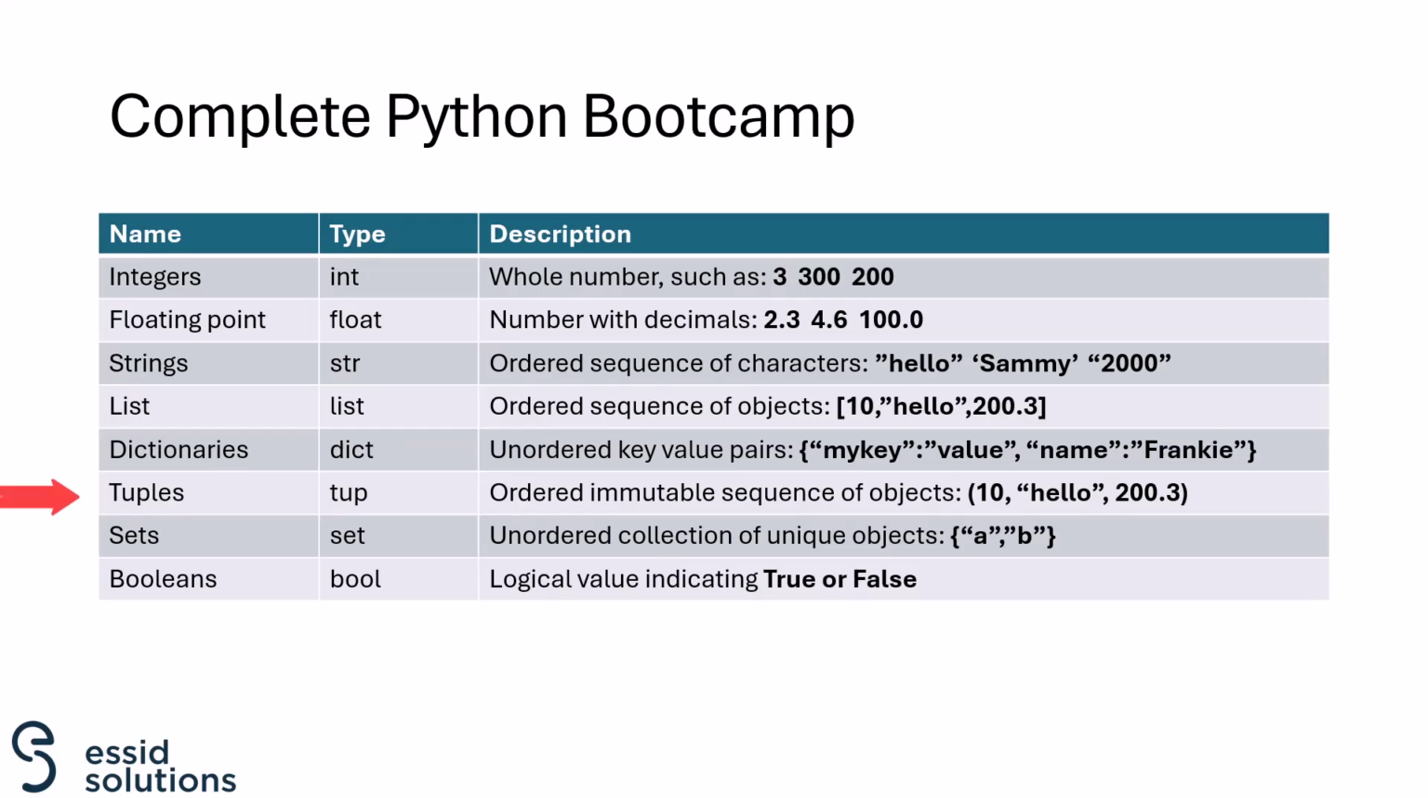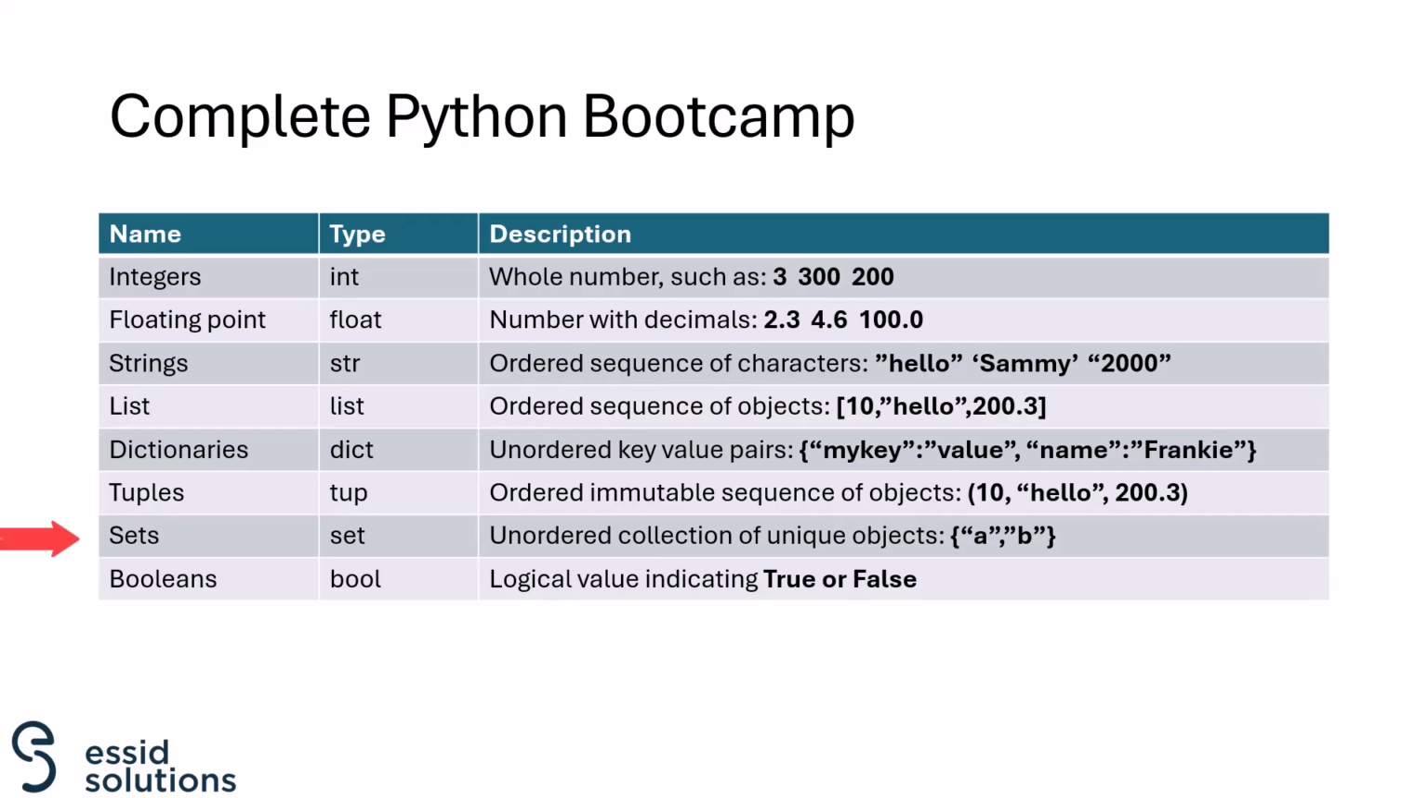Next, we have tuples or tuples, depending on how you pronounce it. Those are ordered immutable sequences of objects. They resemble lists but use parentheses instead of square brackets, and importantly, they are immutable, meaning once we have added an object, we cannot change it.